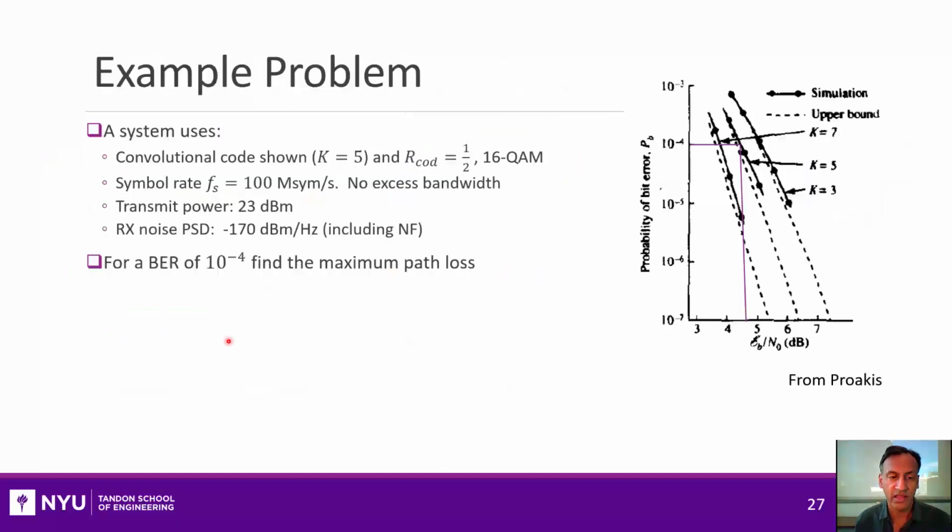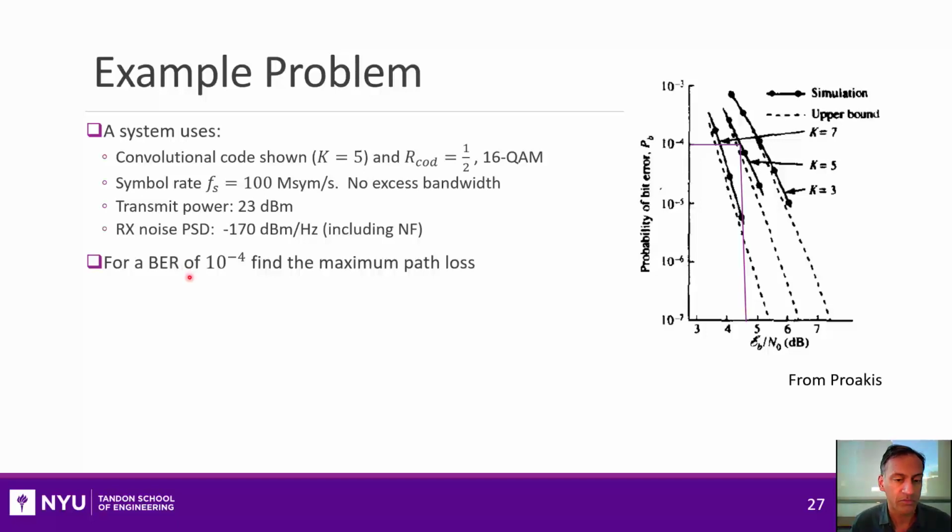So let's just do an example, which is pretty common. I took this from Proakis's book. What this shows you are different lines of the different probabilities of error as a function of the Eb/N0 for different codes. Let's say I'm going to use a convolutional code with a constraint length of 5 and a rate 1/2 and 16-QAM. I give you the symbol rate, the transmit power and the received noise power spectral density. And I want to get a bit error rate of, say, 10 to the minus 4.